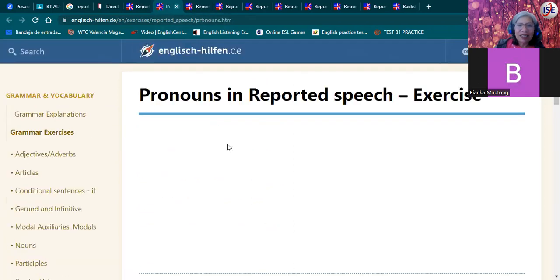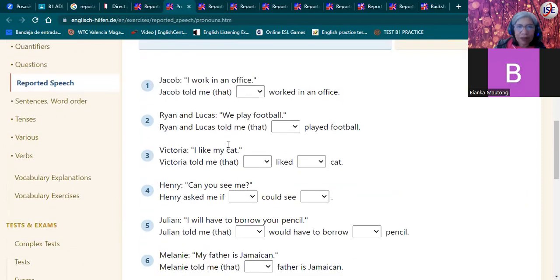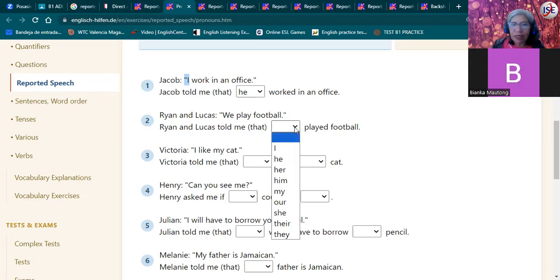Okay, pronouns in reported speech. Here we're going to change. Jacob, I work in an office. Jacob told me that he worked in an office. Okay? The change from I to he, and so on. Okay, Ryan and Lucas, we play football. Ryan and Lucas told me that, which pronoun do we change? We. We too? Their. They play football. Yes.